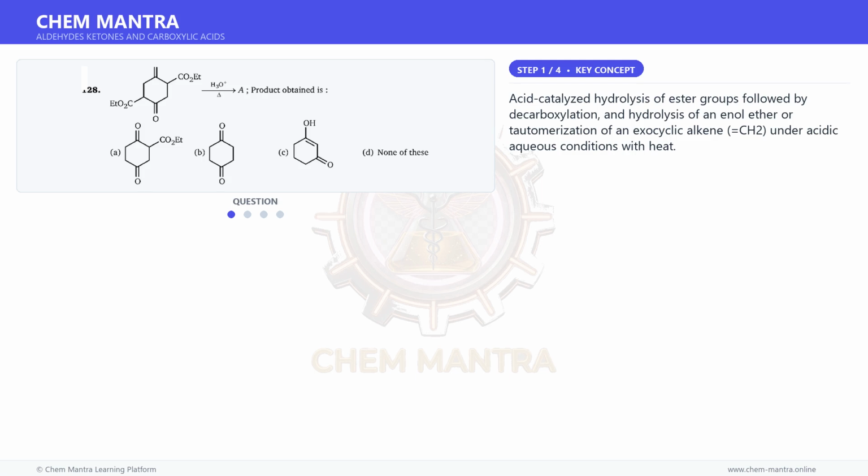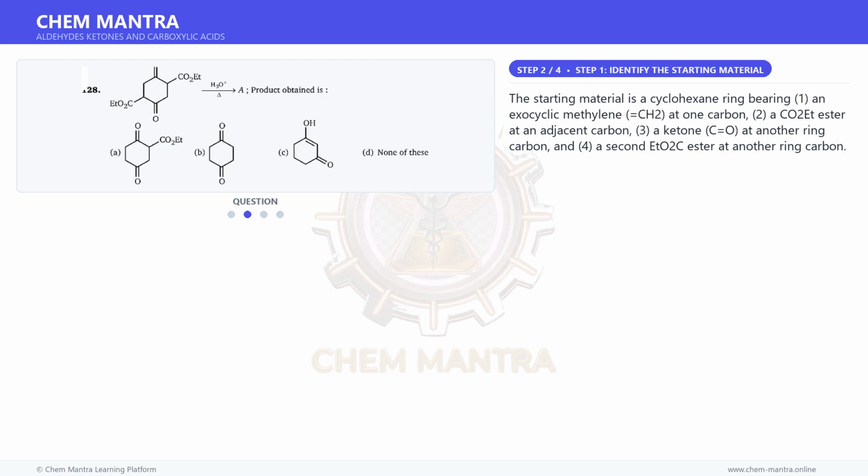Acid-catalyzed hydrolysis of ester groups followed by decarboxylation and hydrolysis of an enol ether or tautomerization of an exocyclic alkene =CH2 under acidic aqueous conditions with heat. Moving on to the next step.